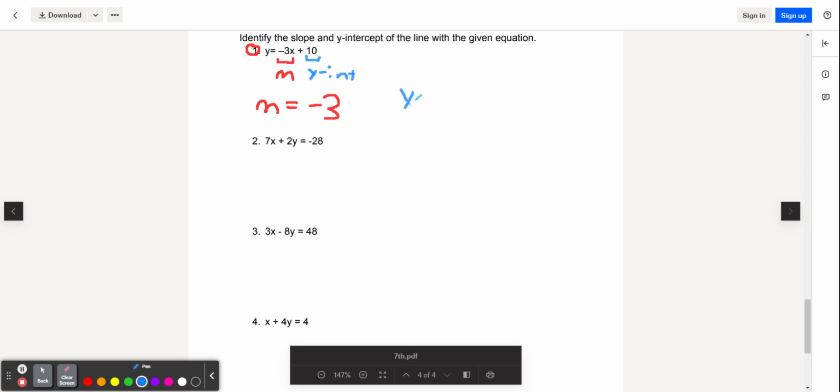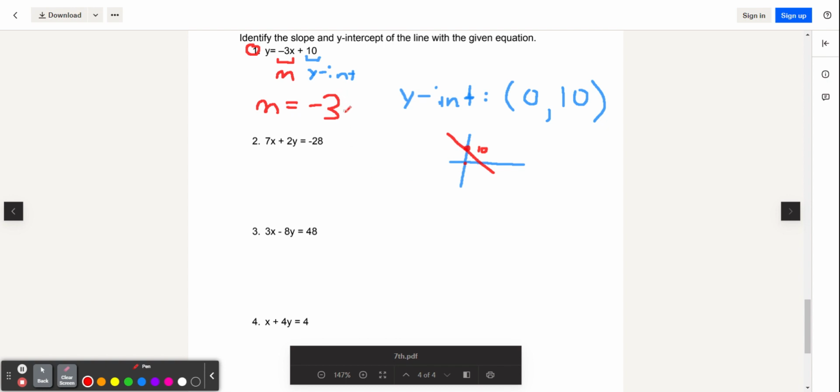So for the y-intercept, make sure not to write y-intercept equals 10, because the y-intercept is a point. So we will write it as 10 is the y value, and 0 is the x value, because the line is intercepting the y-axis at this point. And in order to intercept this axis, the x value has to be 0. This line will look something like this, going downwards, intercepting at 10.